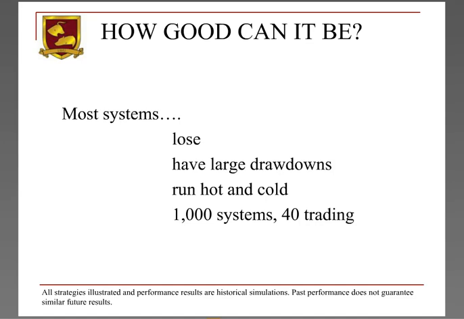Well, how good can systems be? The truth is most systems lose. Most systems have large drawdowns. Most systems run hot and cold. There's a brokerage firm that offers about 1,000 systems that you can trade, and there's a couple of brokerage firms that do this. I've looked at the results over the last 15, 20 years. Of the thousands of systems that they've offered over the years, there are only about 40 systems that are trading now. That doesn't mean this system has been trading for 20 years. It just means that's all that's trading now, because most of these systems have fallen apart and have not held up very well. So you have to really be careful of that.